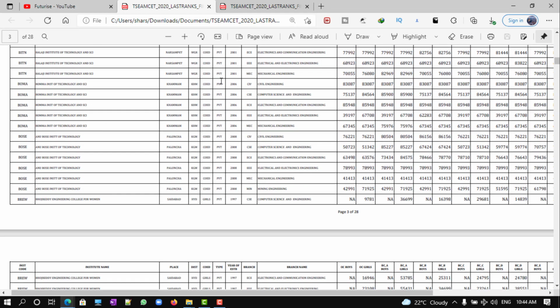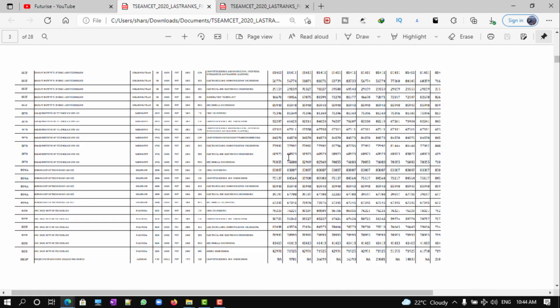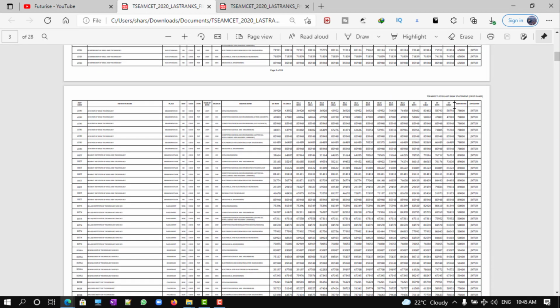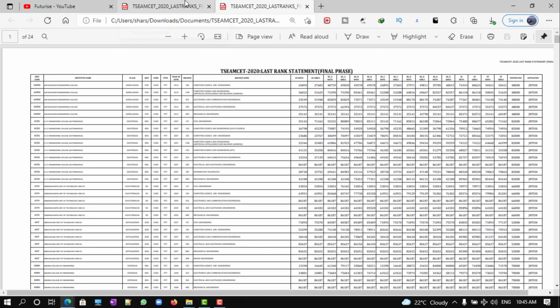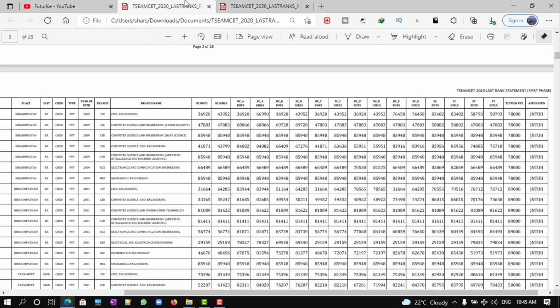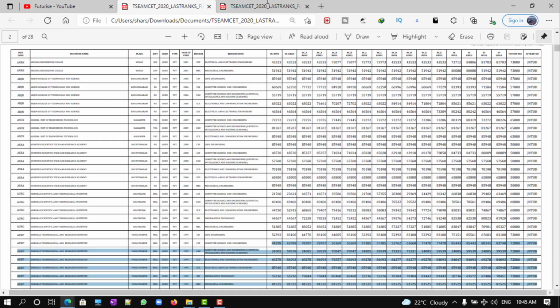All the colleges and each and every branch are there in this particular PDF with all the categories and tuition fee and all that. These two are official, they are released by the TS state itself. So these download links are in the description.